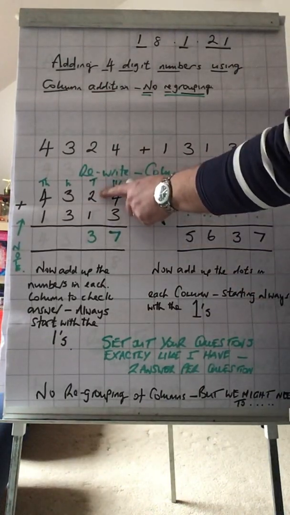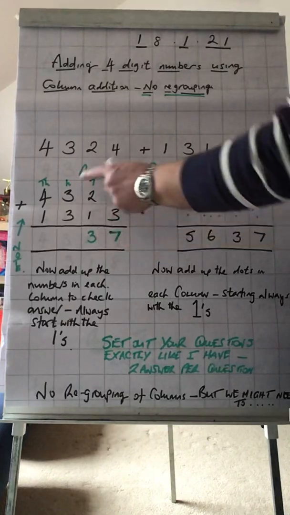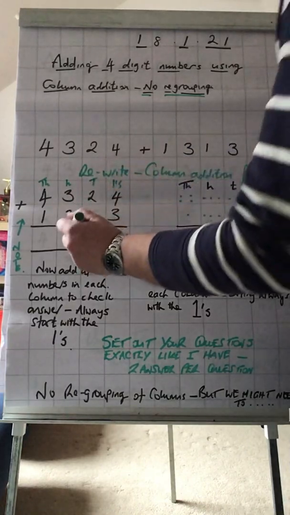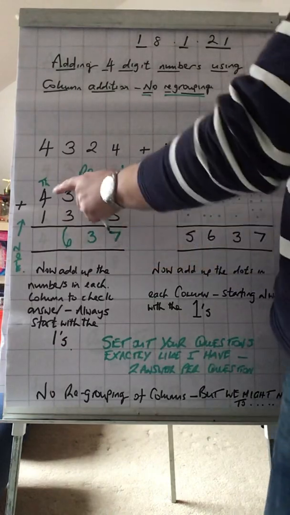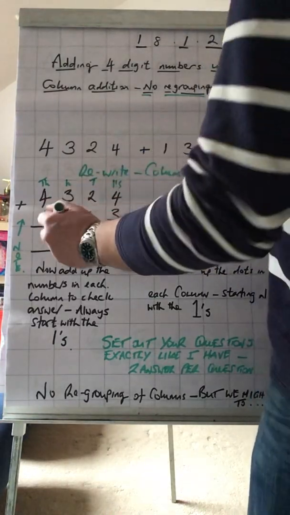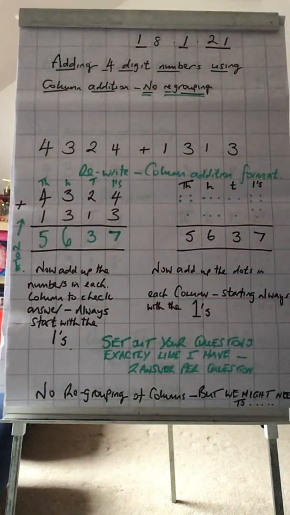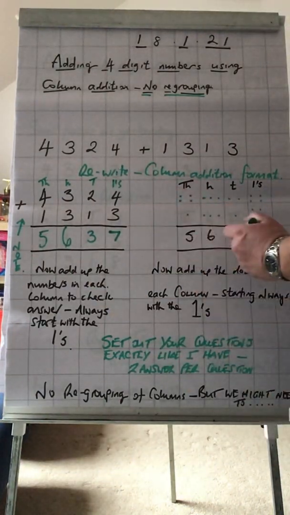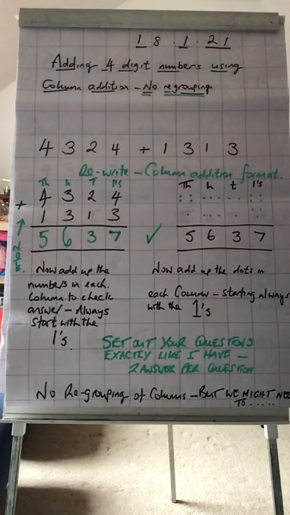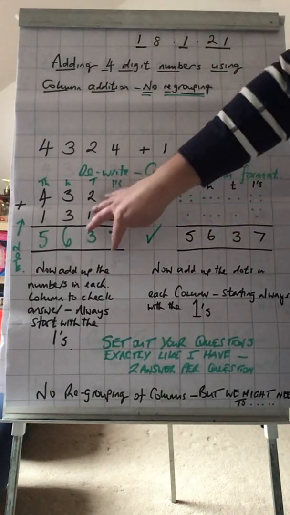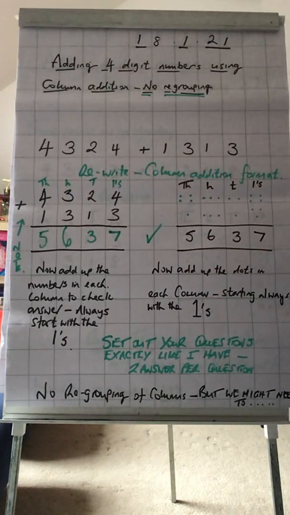I then go to my tens column: 2 add 1 makes 3. My hundreds column is 3 add 3, which makes 6. And in my thousands column, I've got 4 add 1, which equals 5. Now, all I need to do is check that the answers are the same, 5637, 5637, and I can neatly put a tick next to it. That way I've checked it visually, and I've checked it by adding up using column addition.